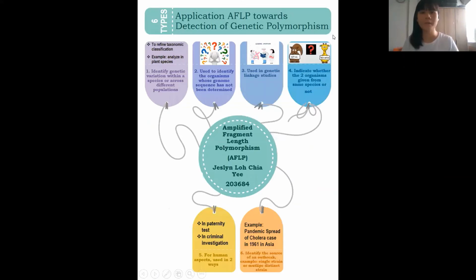Hi everyone, my name is Justin Lochai and my matric number is 2036884. Now I'm going to explain the application of AFLP towards detection of genetic polymorphism.